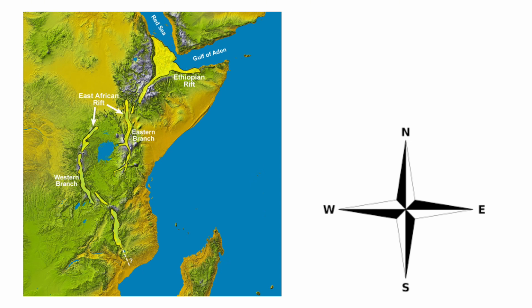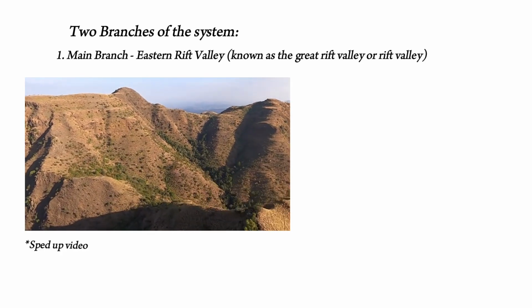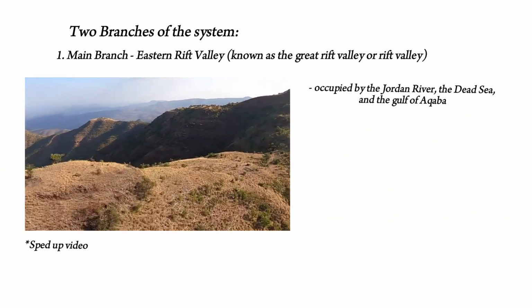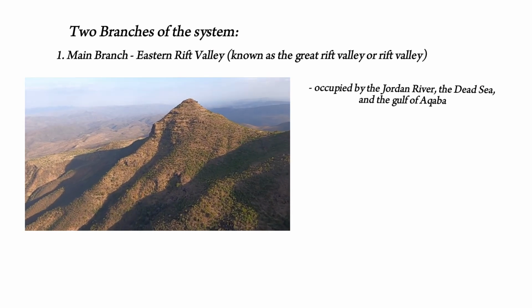The system is some 4,000 miles long and averages 30 to 40 miles wide. The system consists of 2 branches. The main branch, the Eastern Rift Valley, extends along the entire length of the system. In the north, the rift is occupied by the Jordan River, the Dead Sea, and the Gulf of Aqaba.